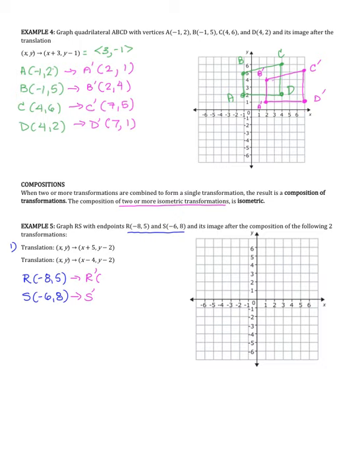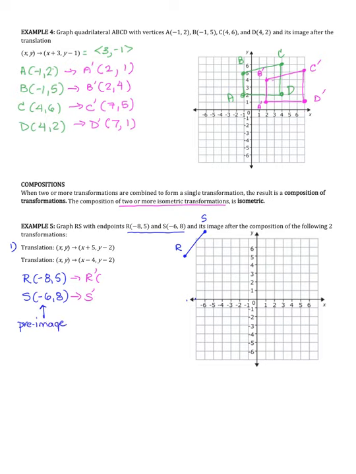Well, let's put our RS on here. So we're at -8. Oh, great, I went off the chart. -8, 5. So this is going to be R. And S is going to be at -6, 8. So I'm right off the chart on both sides. There's my image. That's my pre-image. So this is our pre-image. That's what we're starting with.